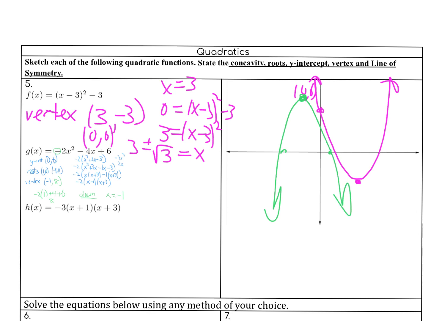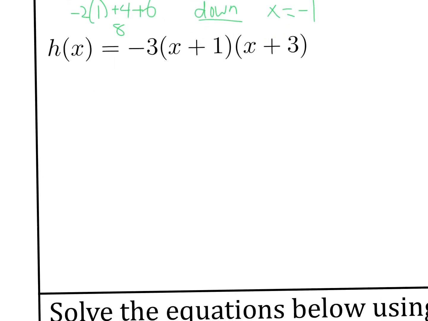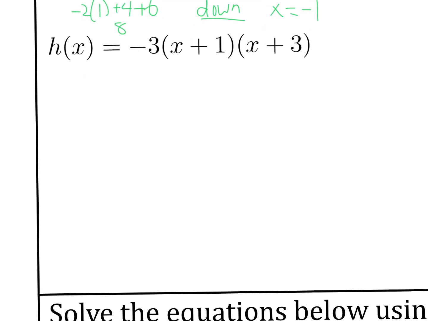And then the last one. Let's zoom in again because I think that worked better in terms of spacing. This one's in intercept form. So the x-intercepts, or the roots, or the zeros, are going to be negative 1, 0, because that's what makes the first set of parentheses 0, and negative 3, 0.